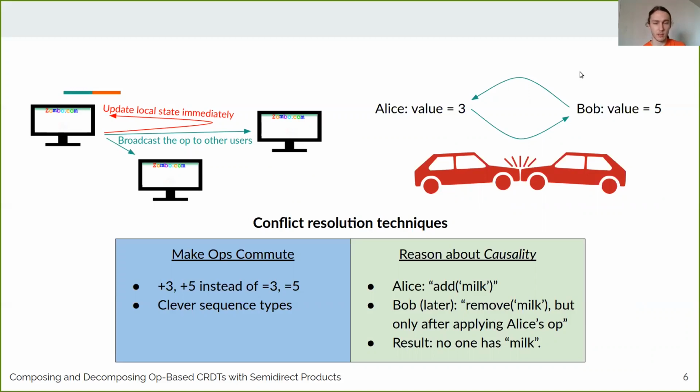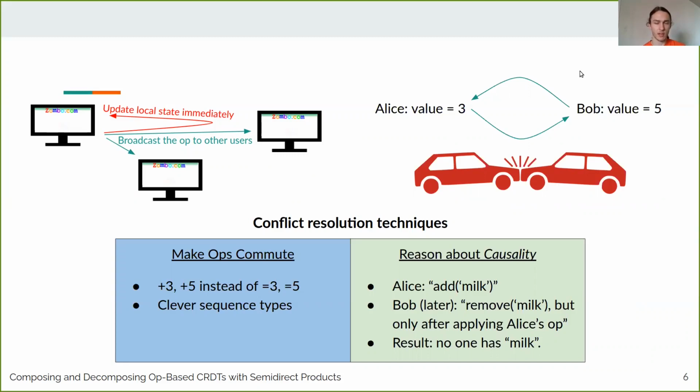Say Alice adds milk to the shopping list. Later, Bob sees this operation, but he's already bought milk at the store, so he's going to remove milk from the shopping list. Then what a CRDT will do is it'll send out a message to the other users saying, remove milk from the shopping list, but only after applying Alice's operation.